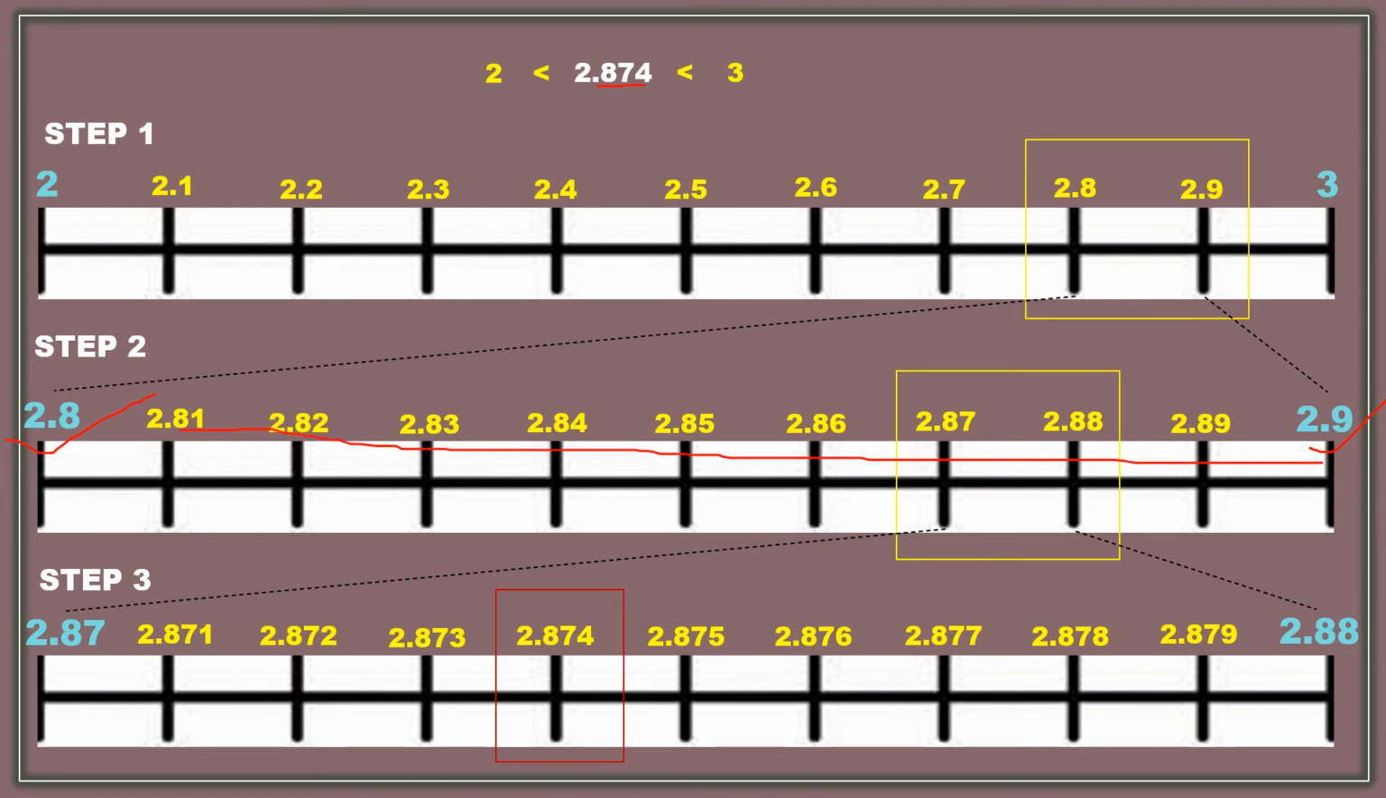Again it is 2.87, which means there is one more digit here, so it will lie between 2.87 and 2.88. Now again take 2.87 and 2.88, these two numbers, and write the numbers in between, and our question is 2.874. There is no continuity, it stopped here, which means we got the exact value, 2.874.